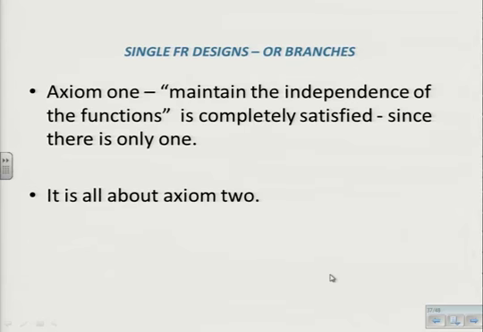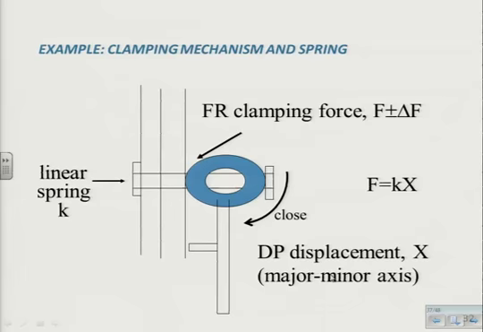So single FR designs, where we just have one FR, and if that's completely satisfied, it's only one FR, then the design is really all about Axiom 2. Let's take a look at one application of this. The example here is a kind of clamp, and what we're trying to do is to keep these two elements from sliding versus each other.